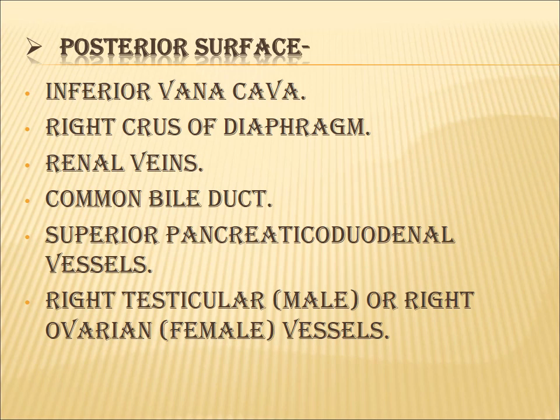Posteriorly, it has relation with the inferior vena cava, right crus of the diaphragm, the terminal portion of the renal veins, and the common bile duct, which may be embedded into the pancreatic substance. Close to its duodenal margin, the common bile duct is crossed by the branches of the superior pancreatico-duodenal vessels, and inferiorly it is related to the right testicular vessels in males, and in females the right ovarian vessels.